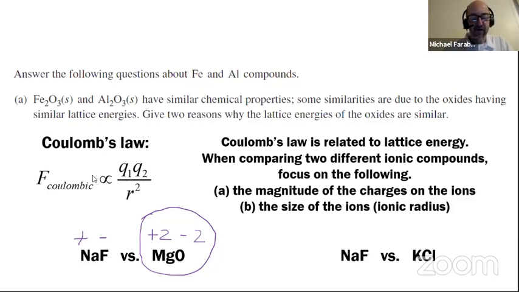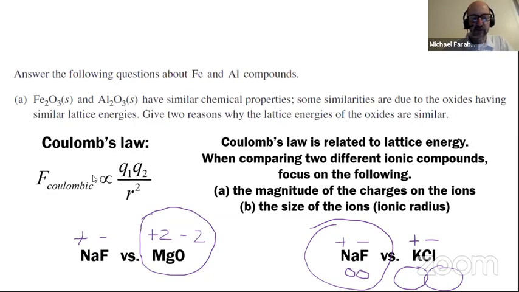If instead I was comparing 2 compounds, such as sodium fluoride and potassium chloride, in which the ions are both +1 and -1, then I might consider the periodic trend of atomic and ionic radii, knowing that since potassium and chlorine have larger radii than sodium and fluorine, I would say, okay, smaller distance between the charged particles, that would give sodium fluoride an advantage, in this case, having a greater lattice energy because the ions are closer together.